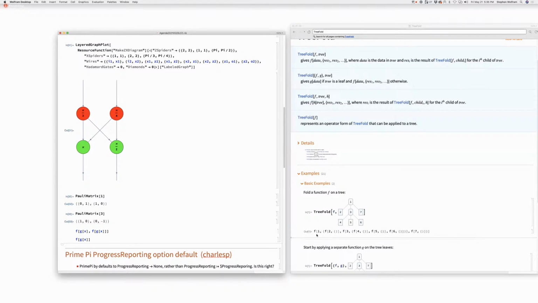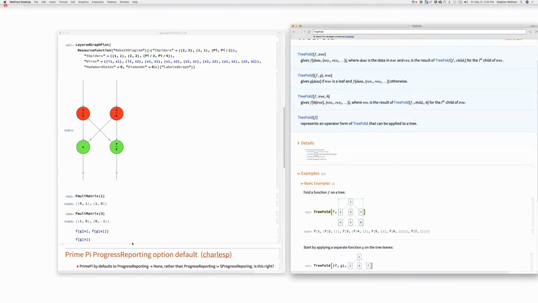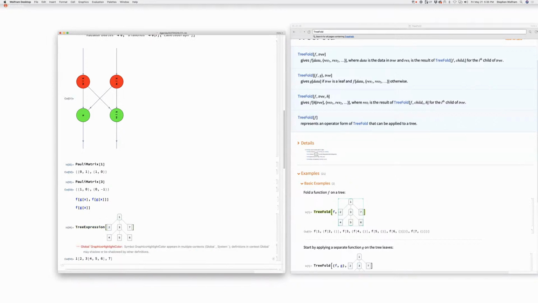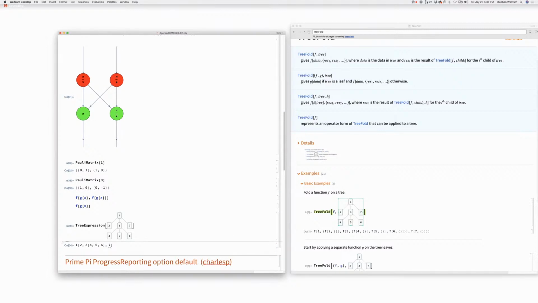For example, here's a question. With expression tree, if I took this and I say tree expression of this, I'm going to get some goofy thing. What the heck is that? It's a known issue. Don't get distracted by it. But in any case, look at what this did. This is essentially turning a tree into an expression. Imagine that we could turn a graph like this into an expression.